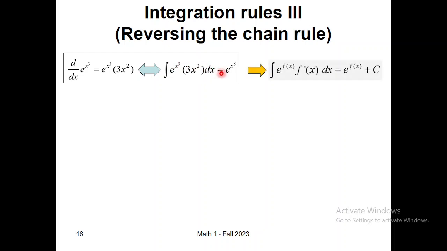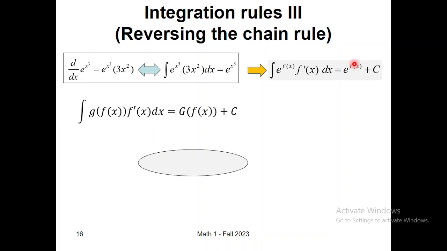And you can say that in general, if you are asked to integrate e to the power of some function of x, which is multiplied by the derivative of this function, the result will be e raised to this function. And you can check very simply by applying the chain rule and differentiating this side that the result is correct.